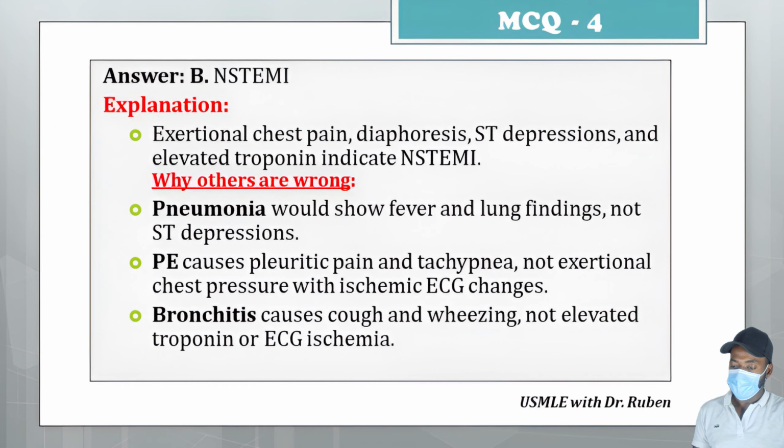On the other hand, pneumonia usually presents with fever and localized lung findings rather than ST depressions. Additionally, pulmonary embolism typically causes pleuritic pain and tachypnea, not exertional chest pressure with ischemic ECG changes. Likewise, bronchitis is characterized by cough and wheezing, not elevated troponin or ECG evidence of ischemia. Hence, pneumonia, pulmonary embolism, and bronchitis cannot be the answers.